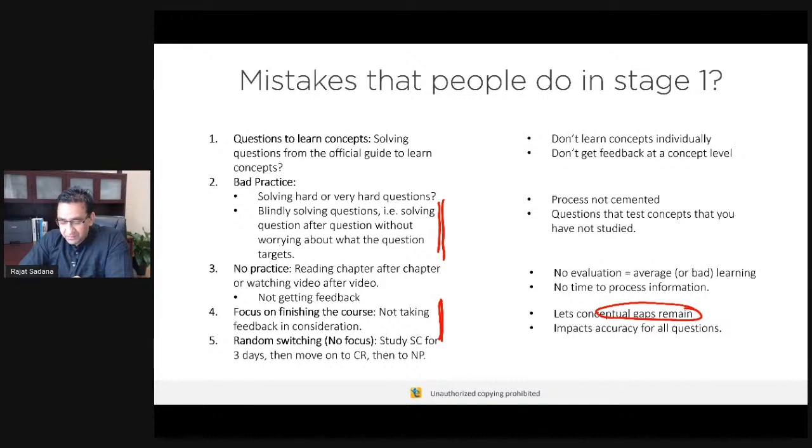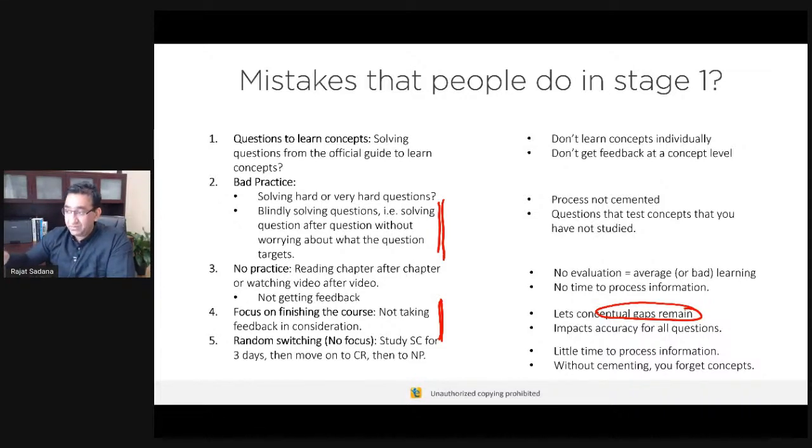And this last piece is getting bored, where you say, hey, I'm going to just study SC for 3 days, do about 30% of it. Then I'm going to move over to CR, or then I'm going to move over to number properties, and then come back. And that's a really bad habit as well. Why? Because you don't let that information sink in. Yes, it's difficult to study one topic for 7 to 10 days. But again, there's a reason why 95th percentile is 95th percentile. People who overcome that mental barrier are the ones who get there.